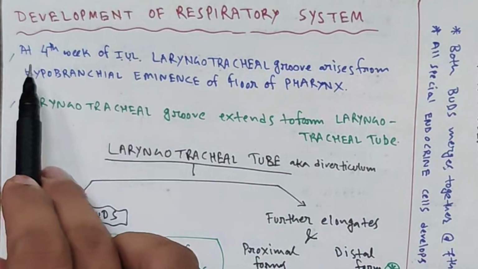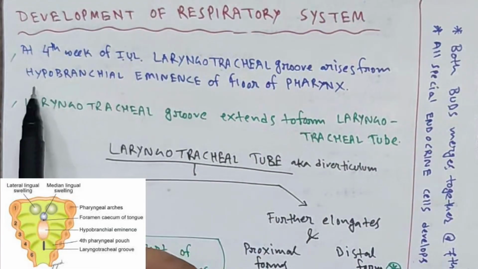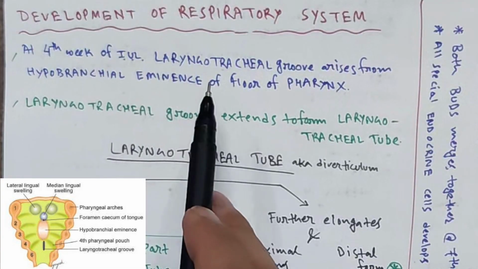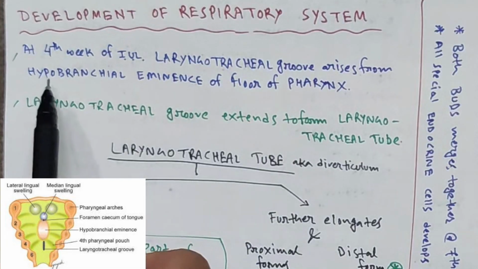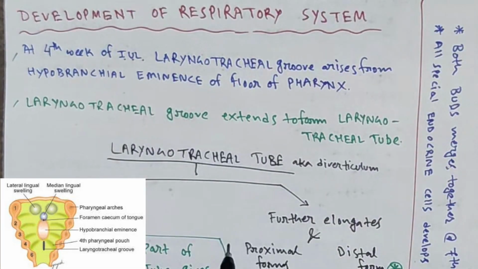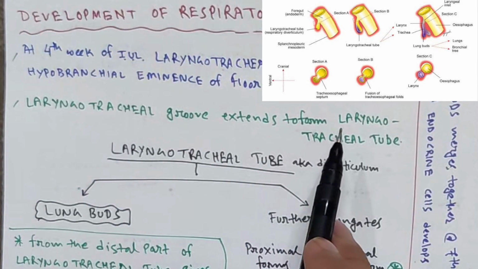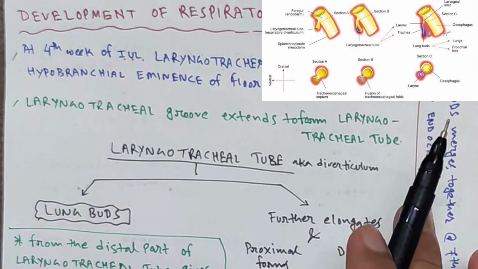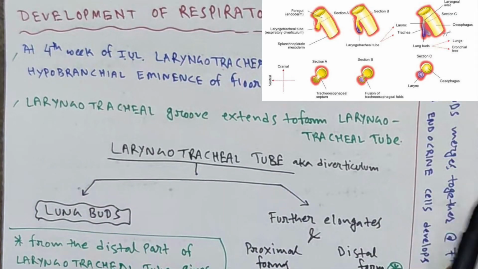Try to understand, at the 4th week of intrauterine life, the laryngotracheal groove arises from the hypobronchial eminence of the floor of the pharynx. So what is pharynx? You already know. What is hypobronchial eminence? You already know. Now this laryngotracheal groove extends to form the laryngotracheal tube. This laryngotracheal tube is also known as laryngotracheal diverticulum.